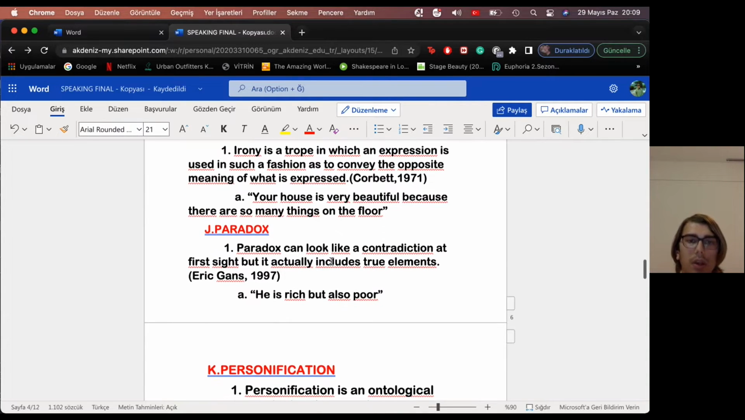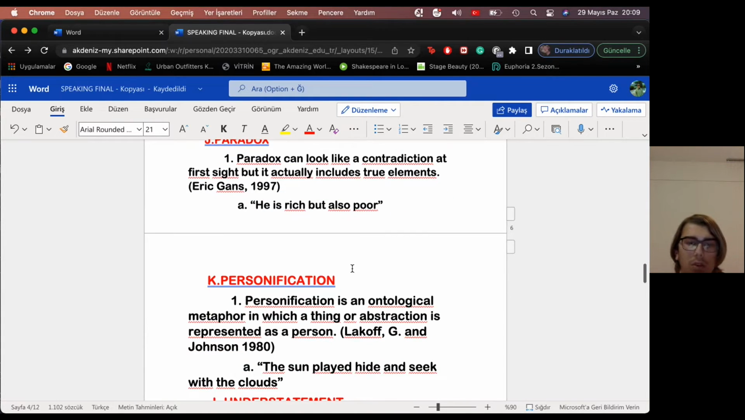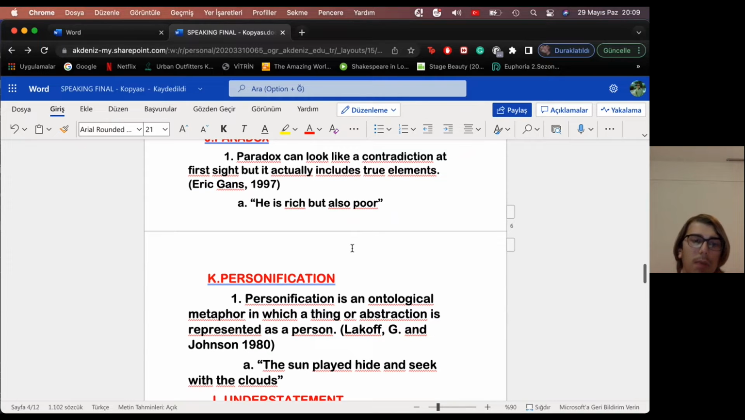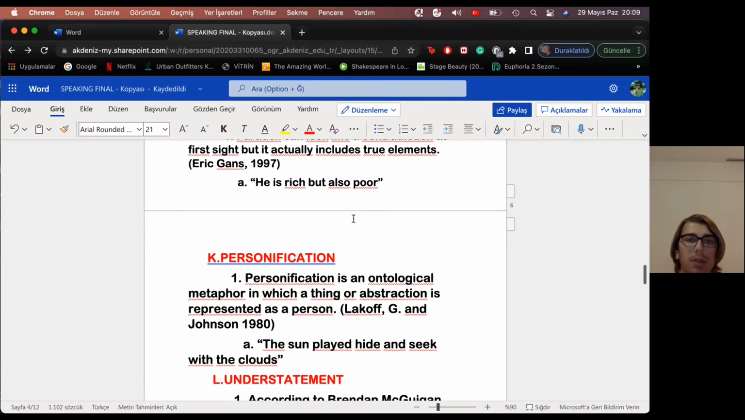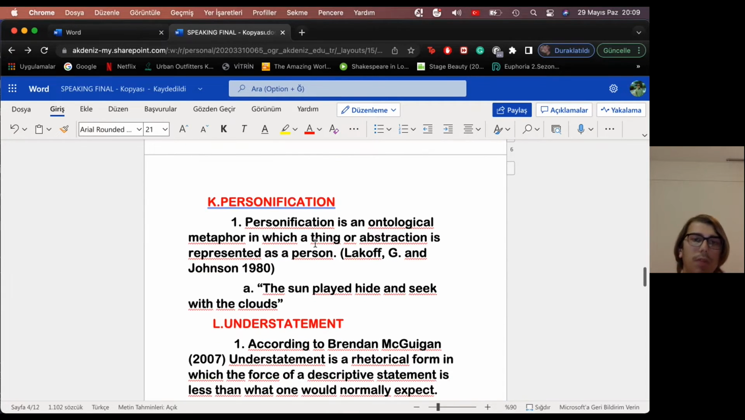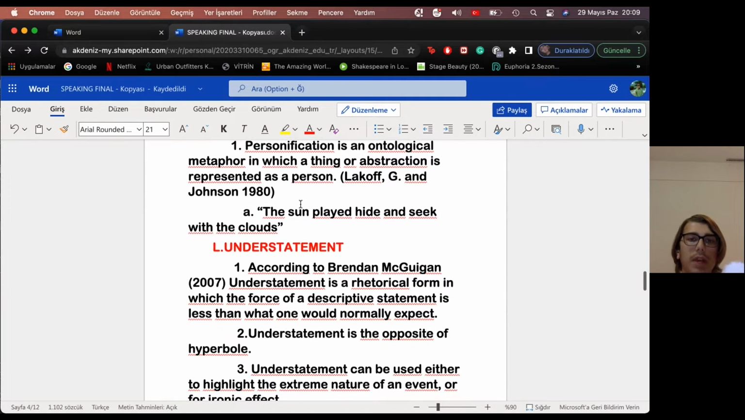Paradox is actually a contradiction, but it also includes true elements. So, he is rich but also poor. He has a lot of money, but he is immoral. It's true meaning. Personification is giving human attributes to non-human beings, like the sun.